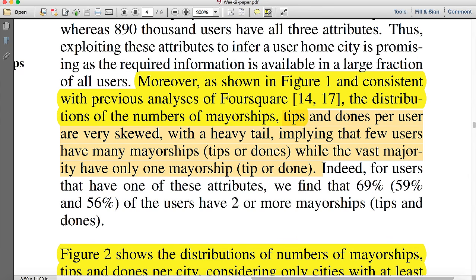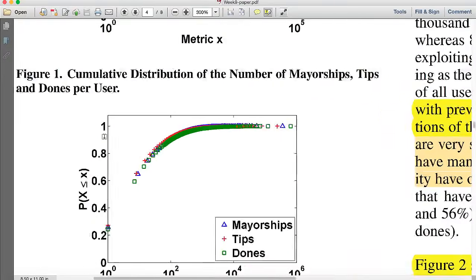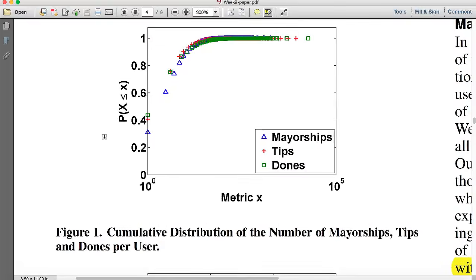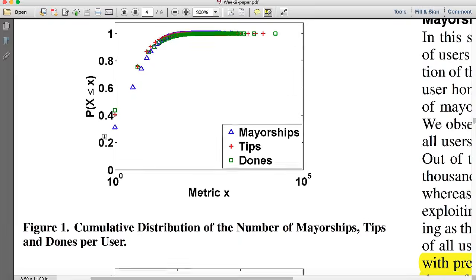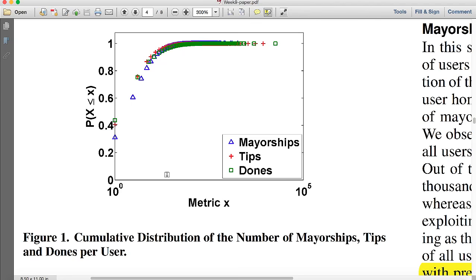If you look at the graph on the left for figure 1, you will see the same thing, which is that a small number of users have most of it. So let's take, if it were 90% of the data is getting generated by a small set of users, the majority of the users here don't contribute to any of the mayorships, tips or dons.